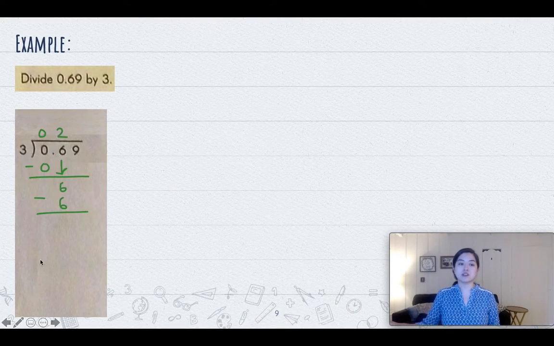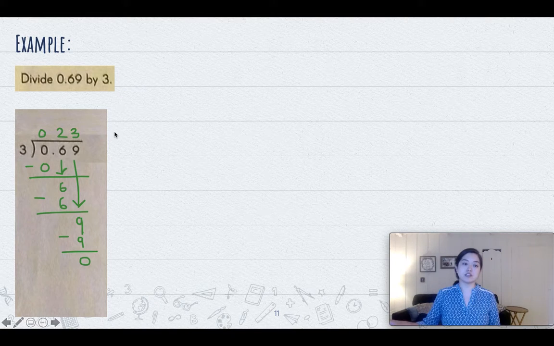It's 2, okay? And then now we're going to drop the 9, okay? 3 times what gets you 9? It's 3, okay? Now I did get my goal, I got a 0 right here, but I'm not done because when I was working on my long division, I ignored the decimal point, okay? Now I'm going to put it right up here, in that spot. Right, now I'm done. So 0.69 divided by 3 is 0.23.